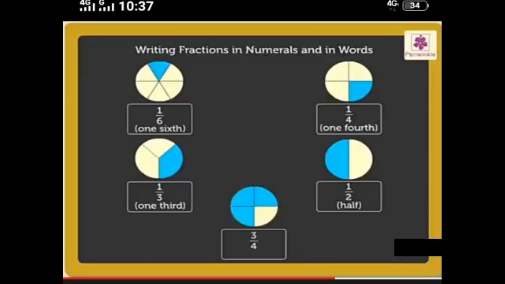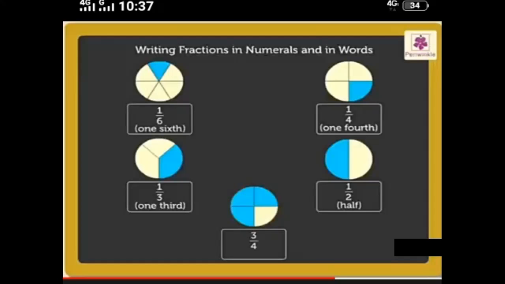Next one, another circle is cut into 4 equal parts. In this case, 3 parts are colored. What is the fraction? 3 by 4. How can we read 3 by 4? 3 by 4.